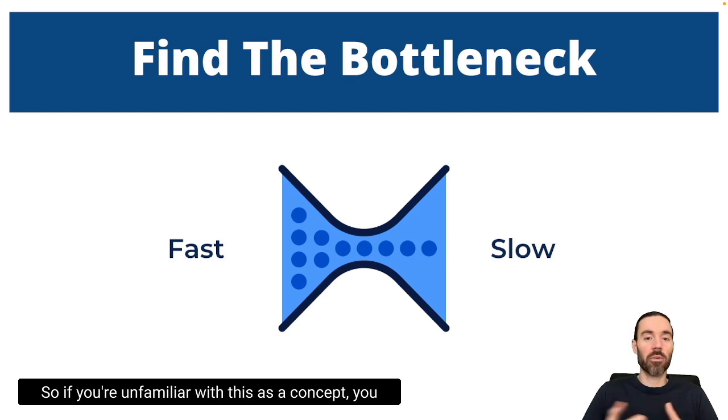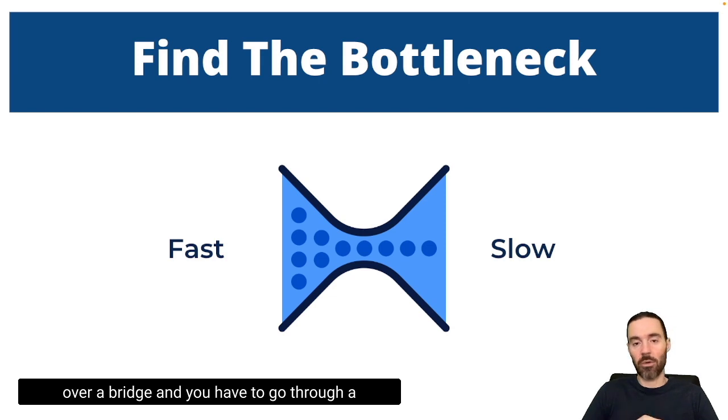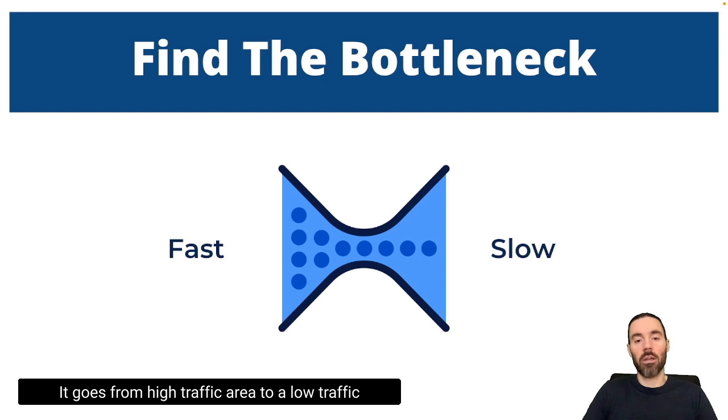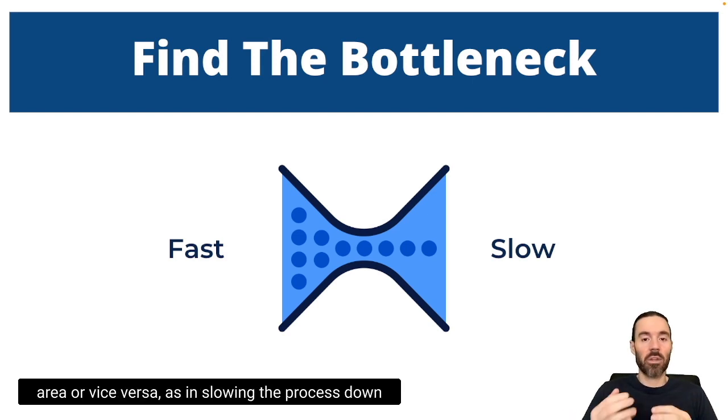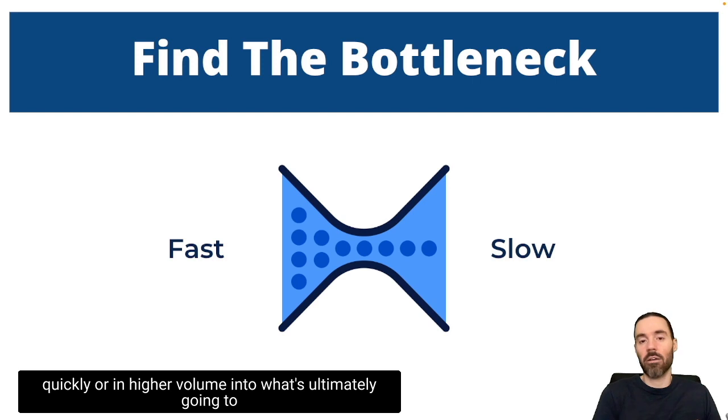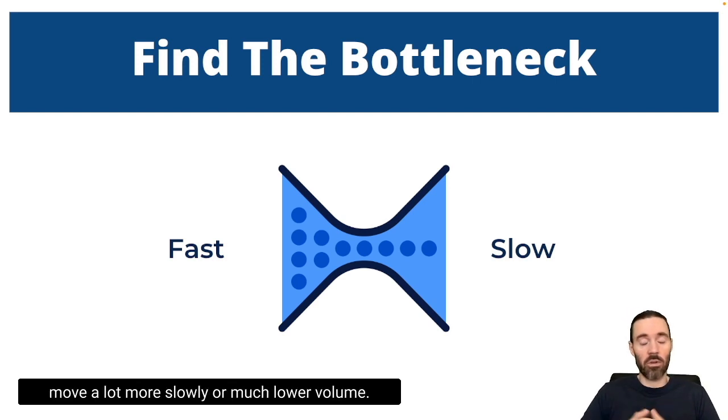If you're unfamiliar with this as a concept, you can think of a bottleneck almost like going over a bridge and you have to go through a toll. Usually it goes from many lanes down to a few lanes as you go over said bridge. Now that is kind of visually how you can think of what a bottleneck is, right? It goes from a high traffic area to a low traffic area, slowing the process down considerably because you are funneling what was moving much more quickly or in higher volume into what's ultimately going to move a lot more slowly or at much lower volume.